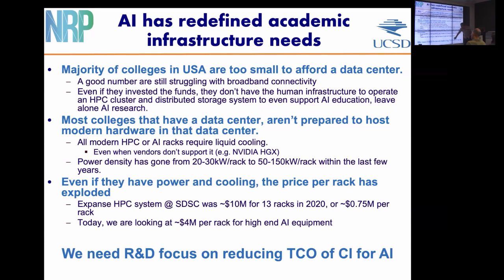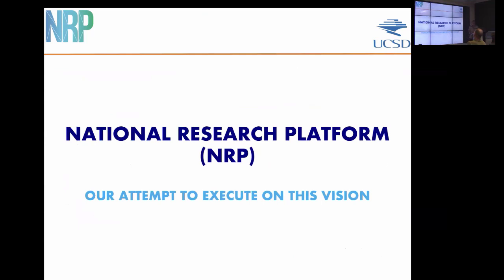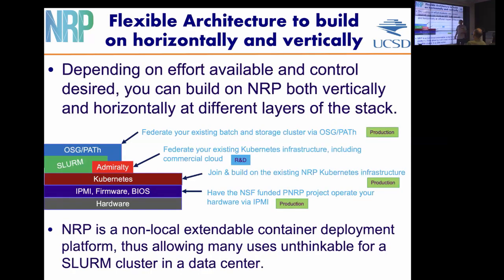So one of the things we need to do R&D focus on is reducing the total cost of ownership of cyber infrastructure for AI, but really of cyber infrastructure for anything. And that's what we're focusing on in the National Research Platform. The National Research Platform is a different thing for different people watching it from different directions. And one of the directions is very clearly focused around the vision of doing this vertical and horizontal openness. And the other one is reducing total cost of ownership in order to allow smaller entities to participate, meaning democratization of access. And both of them are accomplished by the same identical technical means. And that is our software stack, ultimately.